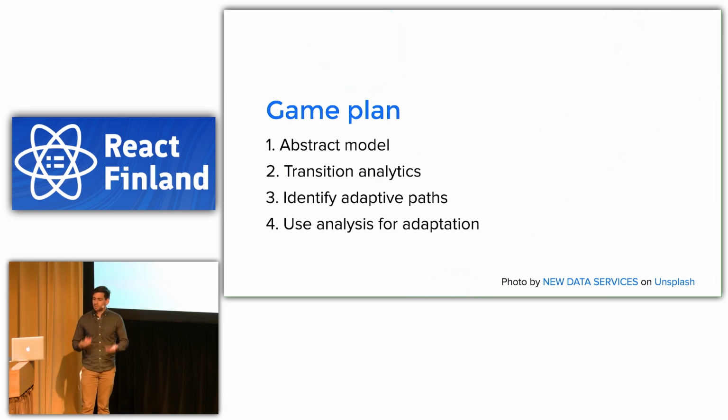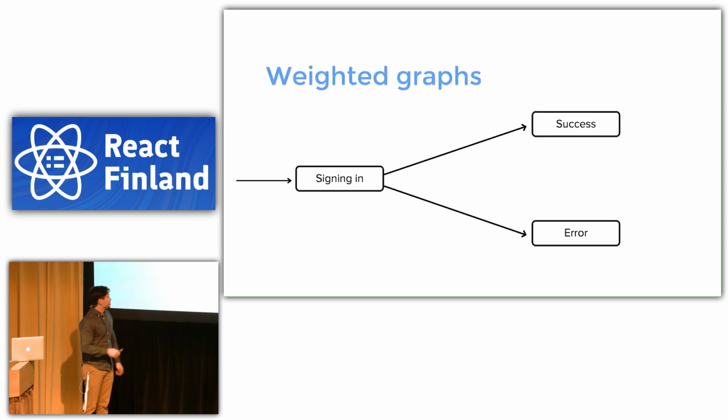So then we capture transition analytics, and so that means what happens and when it happens, and where it happens as well. And so these transition analytics include things like user information, the state that the user is in, and the events that occurred, and what time it occurred. So then we also take our abstract model, which again is modeled as a state machine, and we see which parts of it can become adaptive and change. And then we use the analysis that we collected in step 2 for that adaptation.